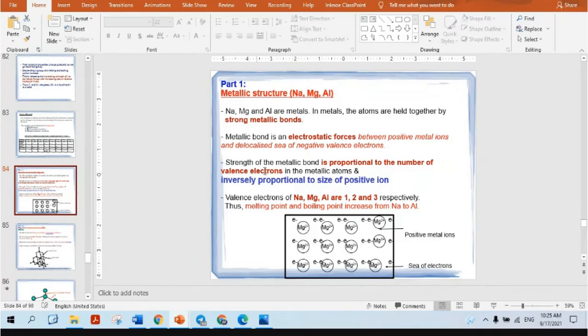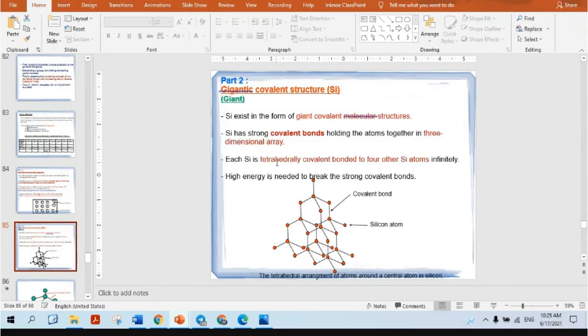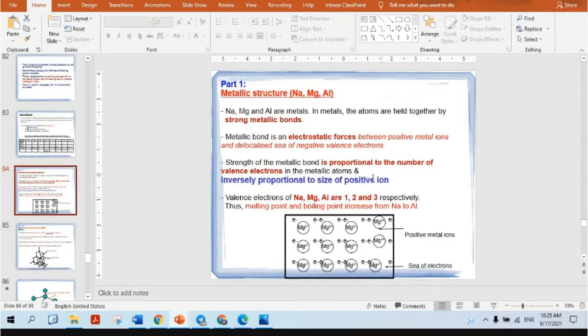So the strength of metallic bond is proportional to, first, the number of valence electrons, and second, inversely proportional to the atomic size or positive ion size. So if we compare sodium, magnesium, aluminium, aluminium has the highest melting point compared to the other two metals, because aluminium has 3 valence electrons, and the size of aluminium is the smallest. Get it, class?